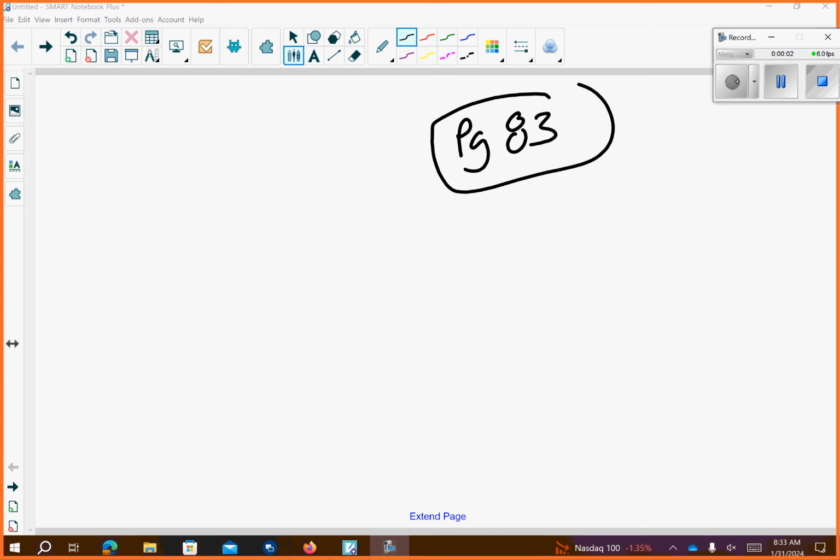So on page 83, we wish to estimate the percentage of the U.S. adult population that has hyperthyroidism. A random sample of 400 U.S. adults shows that 46 have the disorder and require medication. Okay, so what is the population of interest here? Who are we looking at?